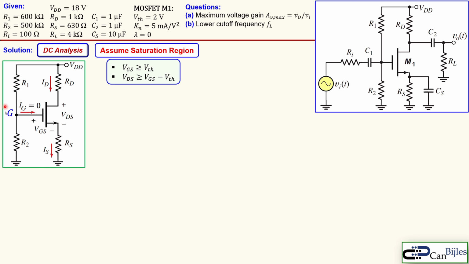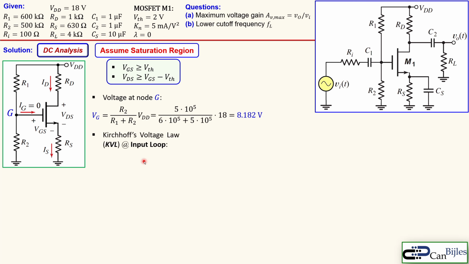I already labeled here the gate node, so that will be used later. In this case, we can determine the gate voltage by using the voltage divider rule, because the current flowing in the gate is 0. That cannot be done if you have a BJT here, because there will be some current, even though it is small, but it's not 0. So we would need to use a Thevenin equivalent, for example. In this case, we can simply use the voltage divider rule, so we can say R2 over R1 plus R2 times VDD. If you substitute the values, the 500 kilo ohm and the 600 kilo ohm, and the 18 volts for our VDD, you get 8.182 volts.